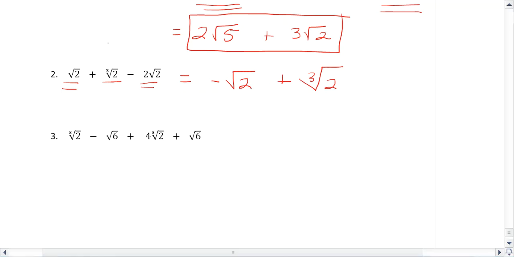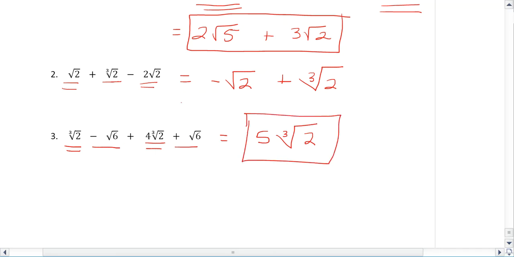And then I'm still just adding this cube root 2, and those cannot be combined, so that is the simplified answer. All right, looking at example 3, I'm noticing I have a mix again of cube root and square root, so please be careful what you can and what you can't add. Nothing to simplify, but 1 cube root of 2 plus 4 cube roots of 2 would be 5 cube roots of 2. And then, a negative square root 6 and a positive square root 6 is nothing, so this is the simplified answer.